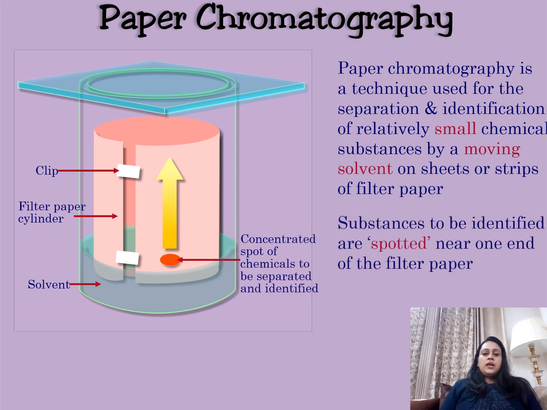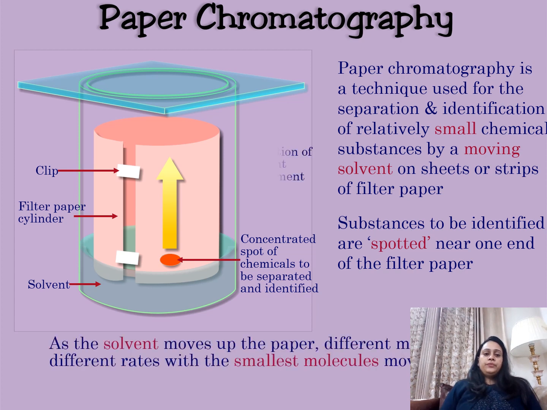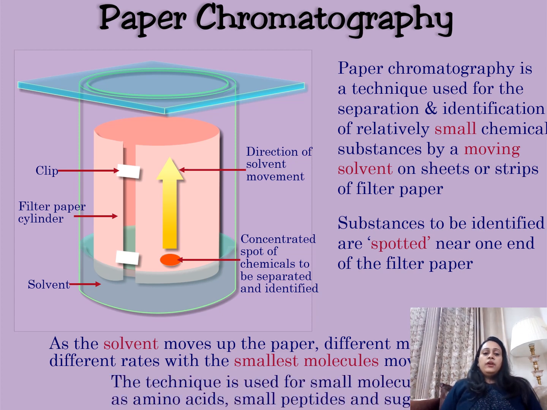This is a substance which we want to identify. So this is the mixture. As the solvent moves up the paper, different molecules will move at different rates, and the smallest molecule will move faster. This paper chromatography technique is used for smaller molecules such as amino acids and sugars.